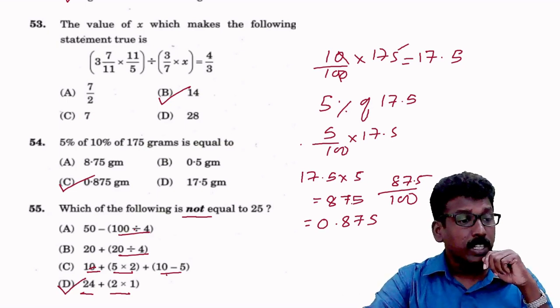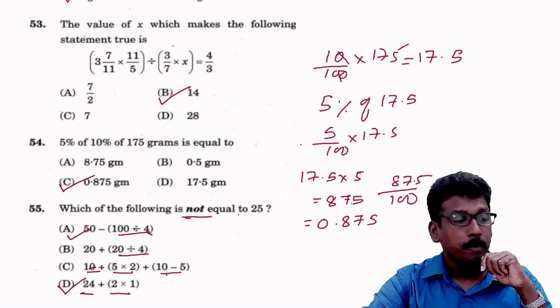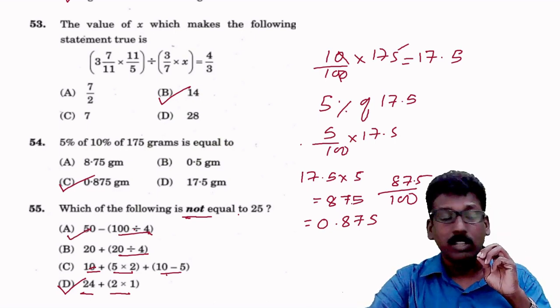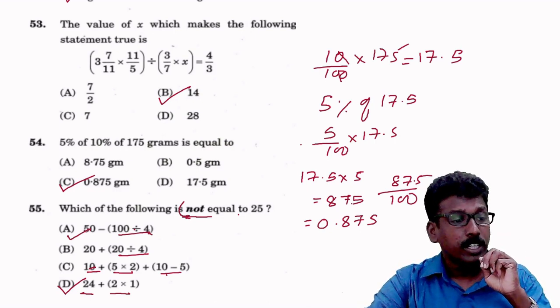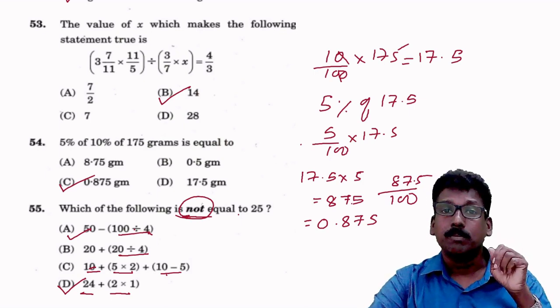So read the question carefully. Here, if it were equal to 25, the first answer itself you may mark, A. So read the question carefully. It is not equal to. Such tricky questions also have a chance to come.